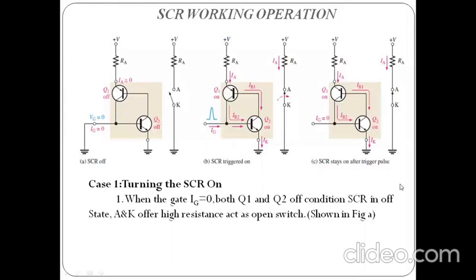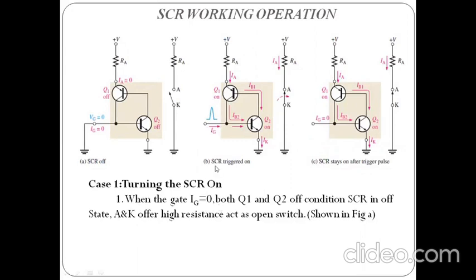SCR working operation. Here we are going to see two cases. Case 1, turning the SCR on, and case 2, turning the SCR off. First we'll see case 1, turning the SCR on. When the gate current IG is equal to 0, as shown in figure A, if you are not applying any pulse to the gate terminal of the SCR, then IG will be 0, which keeps both transistors Q1 and Q2 in the off condition. So the SCR is also in the off state, offering a very high resistance between the anode and cathode, which makes them act as an open switch.